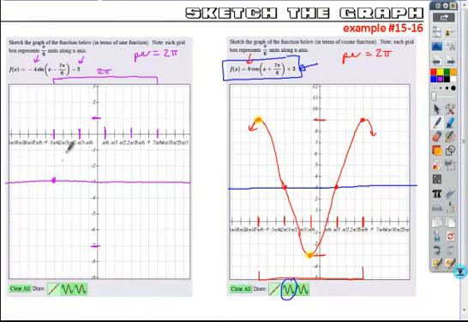Normally I would go up and then midline, then down. But because of the negative out front, I'm not going to start with a max. I'm going to start with a min. So my next critical point is going to be a minimum. My next critical point is going to be midline. My next critical point is going to be a maximum. My next critical point is going to be a midline again. So this is what my sketch looks like for one period of this graph.